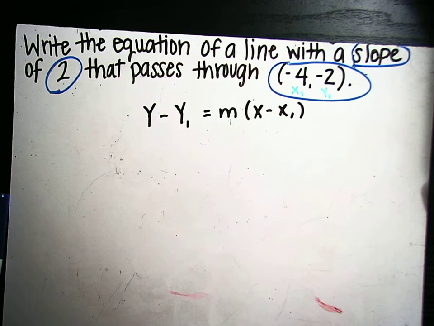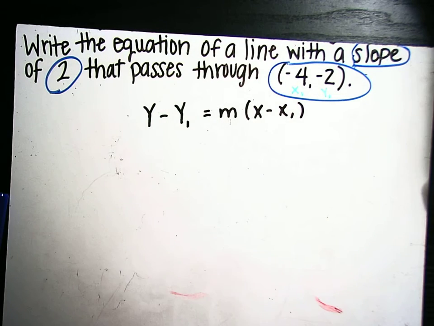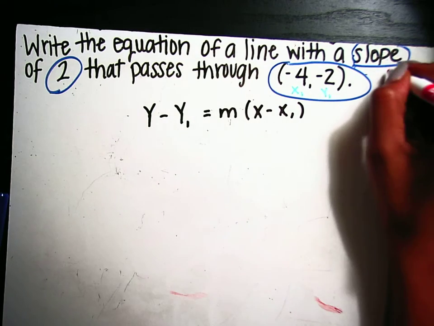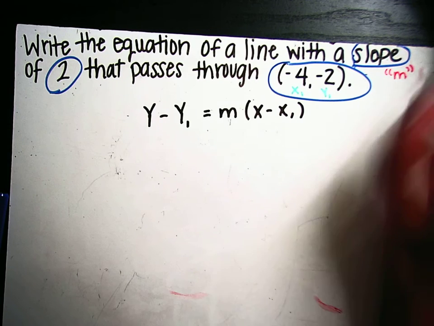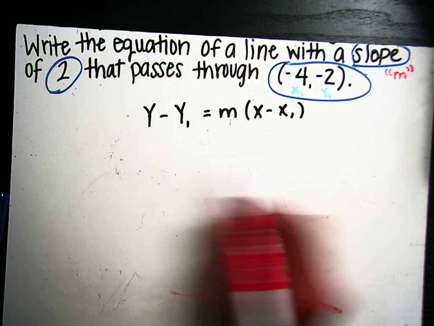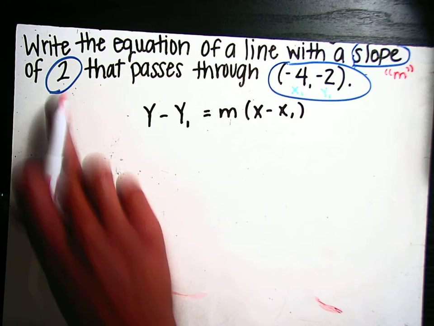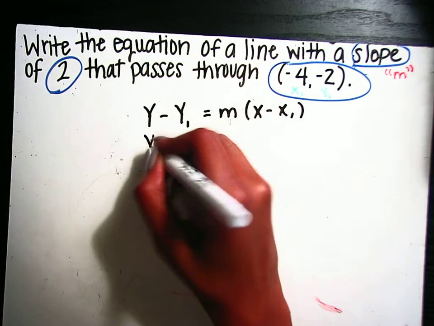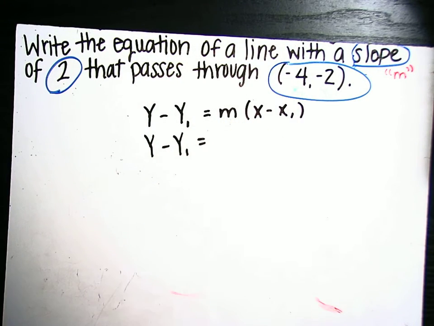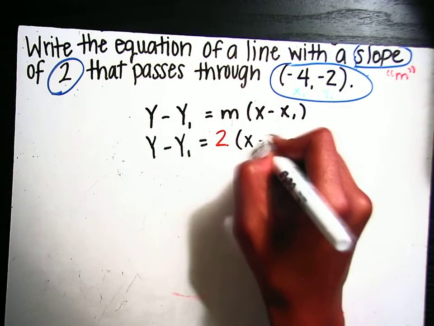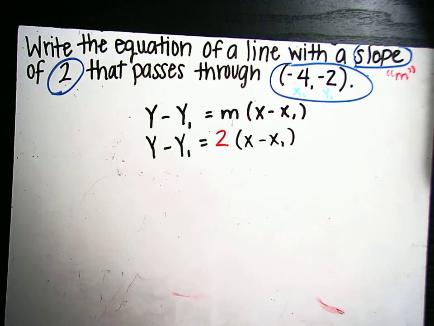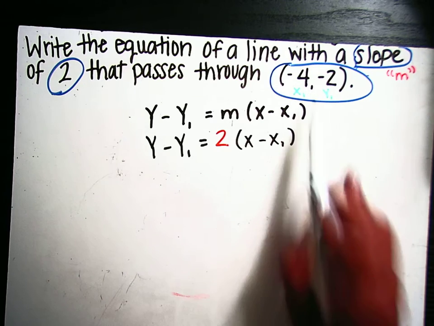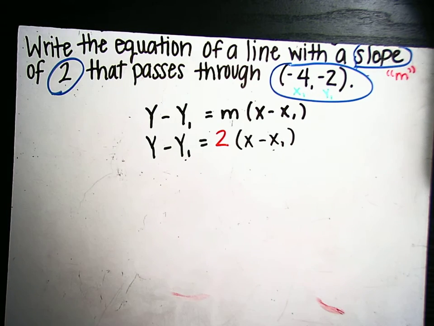So after my points are labeled, I'm going to simply plug in what we know. They told me that the slope, which I already know is another word for m, is 2. So in my equation, I'm going to replace m with 2. So y minus y1 is equal to 2 times x minus x1. All I did was sub in the 2 for slope. Now, I'm going to use these point values to sub in for x1 and y1.